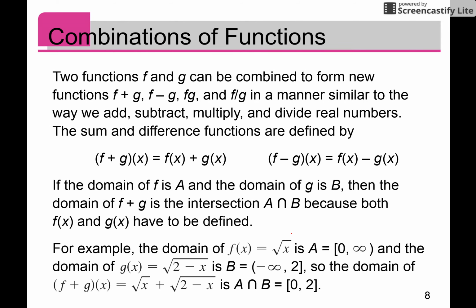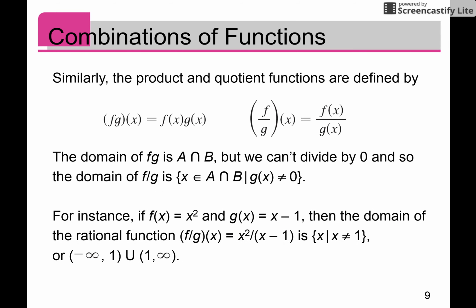So if my f of x is square root of x, then its domain is 0 to infinity. Remember, just set what's underneath the radical greater than or equal to 0. And then g of x being 2 minus x, its domain would be negative infinity to 2. So if we look at this, 0 to infinity is all of this stuff, and negative infinity to 2 would be all of this stuff. So what they have in common is the overlap right there. So 0 to 2 is the domain of the new function.